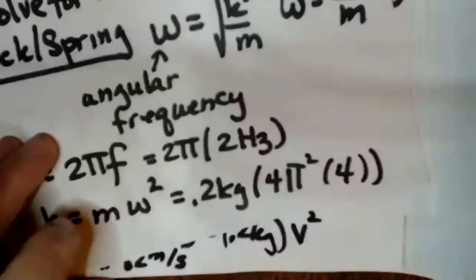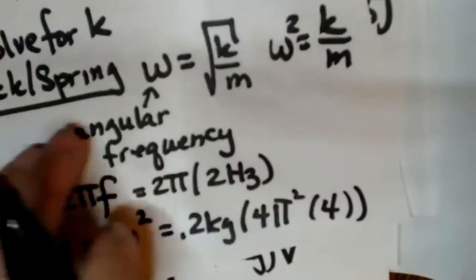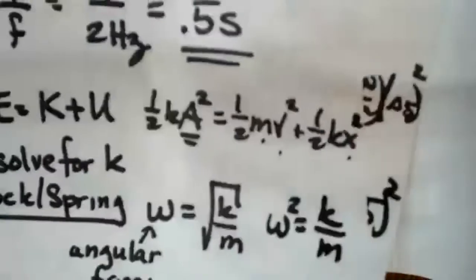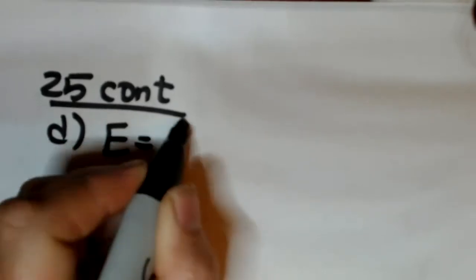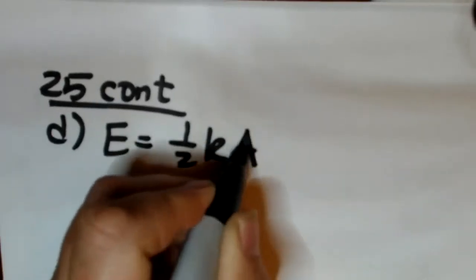All right, so the last part, we're still working on this same problem 25. We're almost done though, I promise. The last part, D, says, what is the total energy? And that's probably the easiest part of all. That's just 1/2 K A squared.